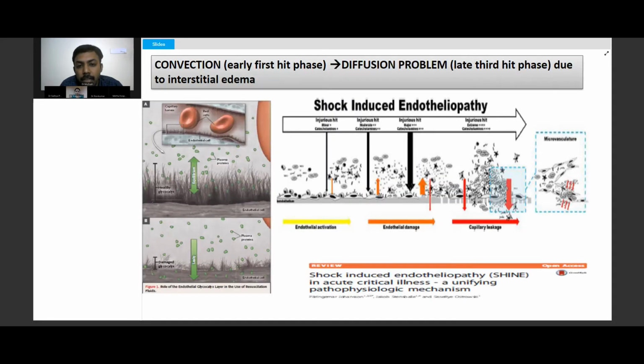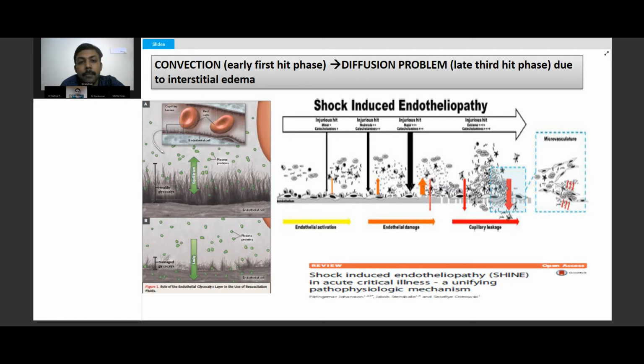The shock-induced endotheliopathy, the SHINE, tells us about the endothelial damage. As the endothelial damage worsens, the microvascular dysfunction worsens and microcirculatory failure ensues. So in the initial phases of shock, as nephrologists, you people will know more about convection and diffusion. So there is an initial convection problem, taking the fluid to the tissues. But later on, the fluid is reaching the tissues, but not able to diffuse through the interstitial space because of the interstitial edema, because of the glycocalyx damage and the endotheliopathy.